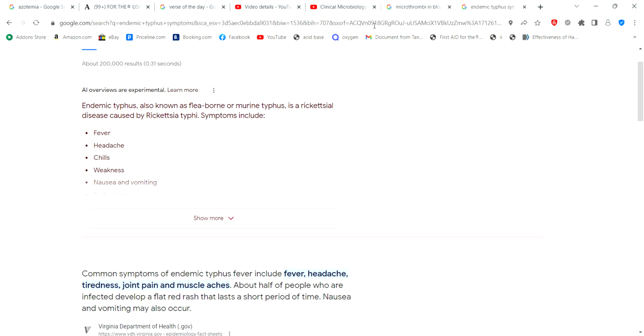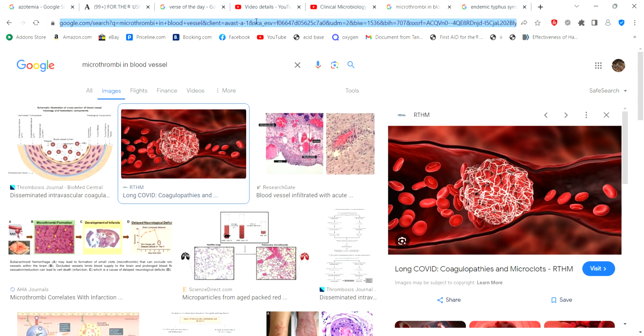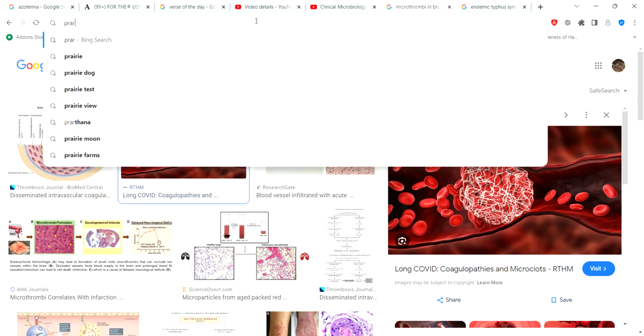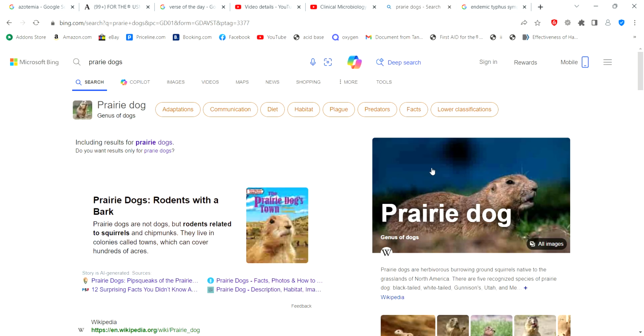Okay, what are prairie dogs? These are prairie dogs. They're cute, aren't they? Okay, fleas. Rats and prairie dogs are reservoirs. The fleas bite the rats and prairie dogs, and then the fleas bite humans. That's how we get the plague. So Yersinia pestis is very important to know. Yersinia pestis can cause DIC.